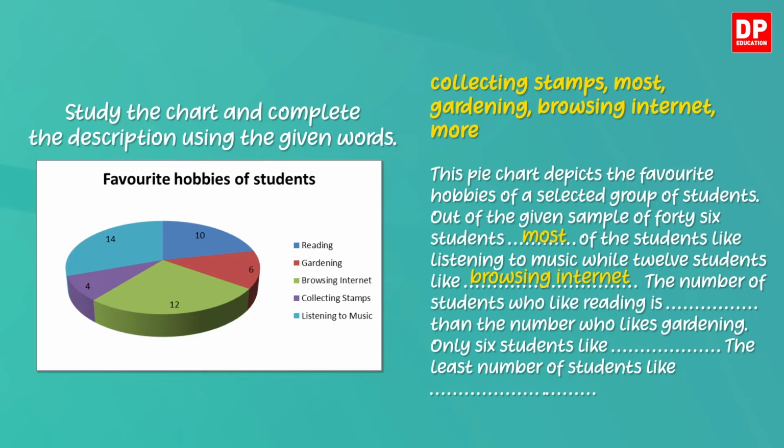The number of students who like reading is more than the number who like gardening. Only 6 students like gardening. The least number of students like collecting stamps. I hope you got all the answers correct.